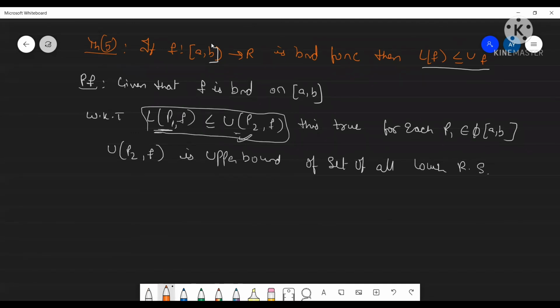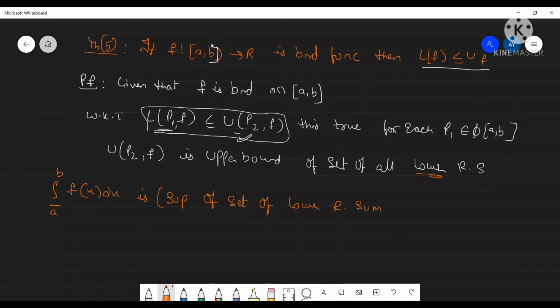You have to write the definition. That is lower Riemann sums. As we are talking about the lower Riemann sums, what is the definition of lower Riemann sums? The integral from a bar to b of f(x) dx is the supremum of the set of all lower Riemann sums.